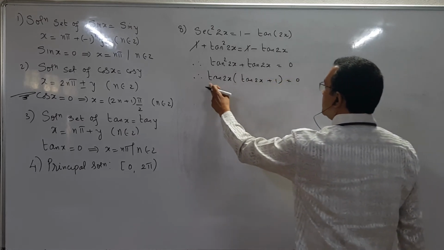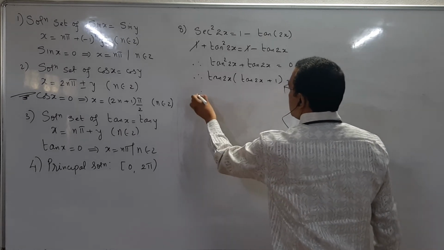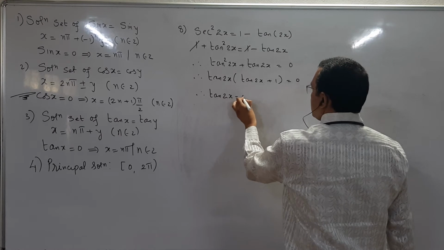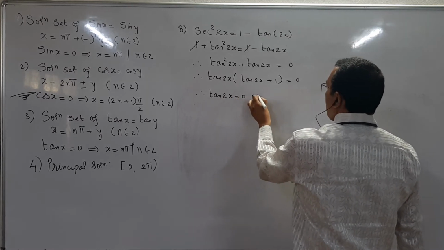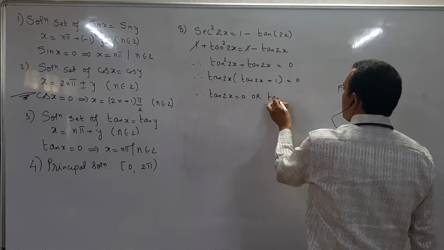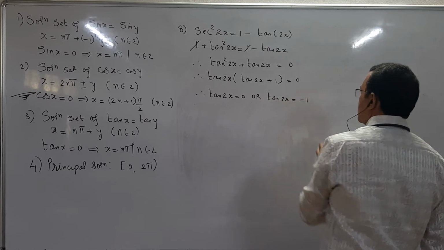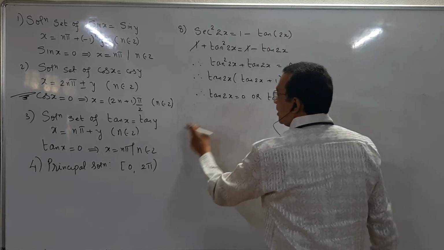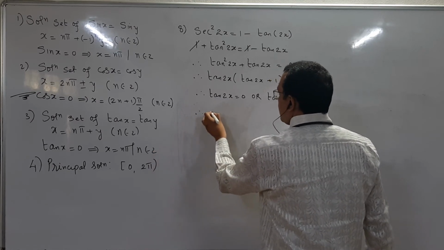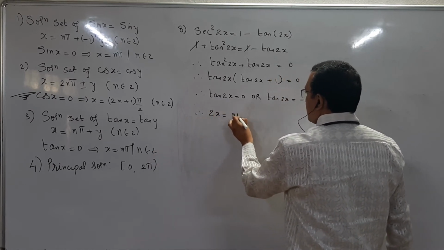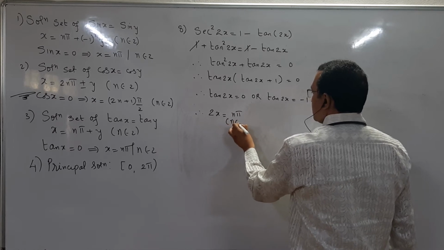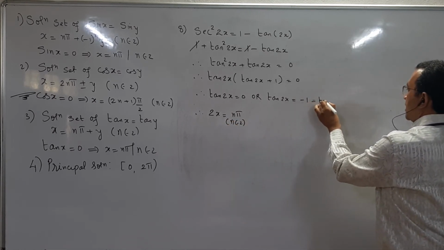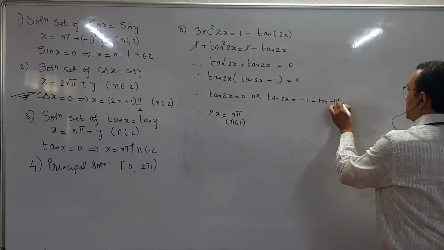So a into b is equal to 0. Therefore, tan 2x is equal to 0, or tan 2x plus 1 is equal to 0. So tan 2x is minus 1. Apply the set of zeros of the tan function: 2x is equal to n pi, where n belongs to Z. In tan we get minus 1 at minus pi by 4.